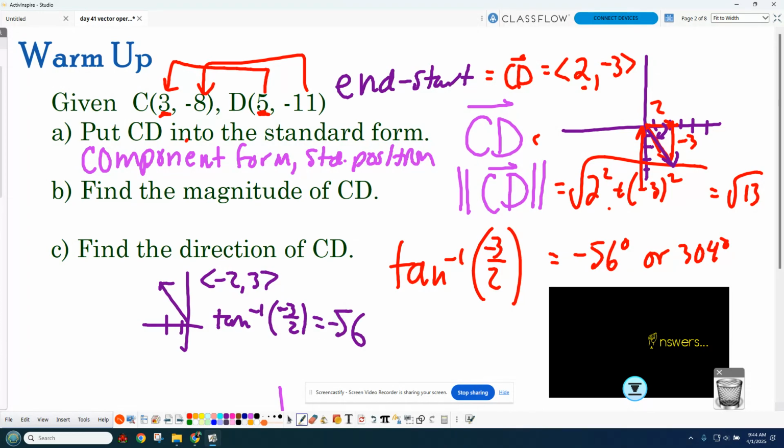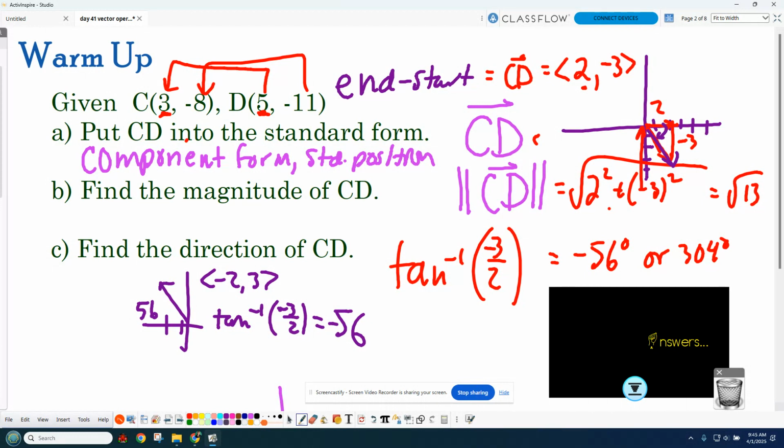180 minus 56. This reference angle is the 56, so 180 minus 56, so 124, something like that. Just depends on the longest. So, yeah, all right. Here's the catch.